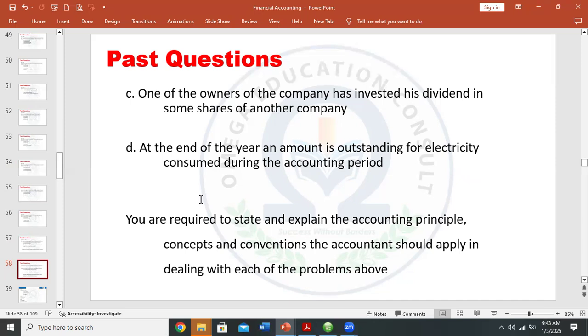Then the next one. The owner is separate from the company, so whatever he does is not really an issue with the company, right? Good, so that's business entity.